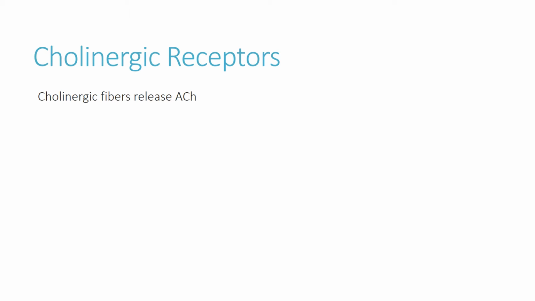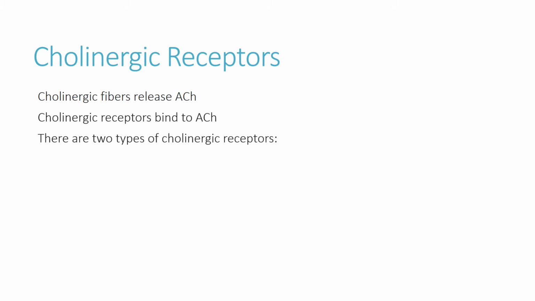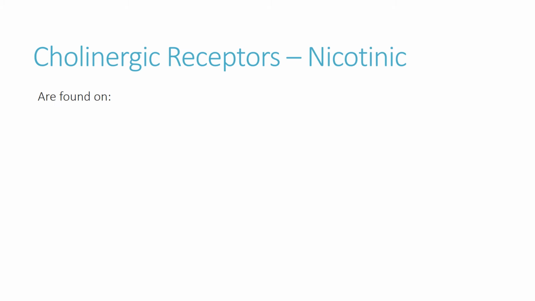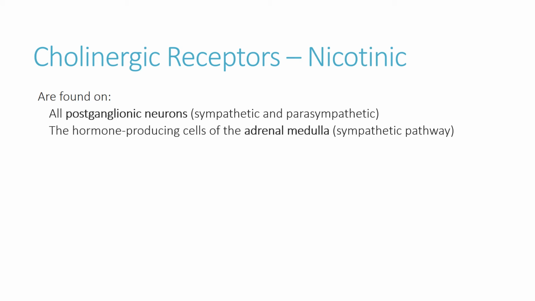Cholinergic fibers release acetylcholine, and cholinergic receptors bind to acetylcholine. There are two major types of cholinergic receptors: nicotinic and muscarinic. The nicotinic kind of cholinergic receptors are found on all postganglionic neurons, both sympathetic and parasympathetic. They're also found on the hormone-producing cells of the adrenal medulla as part of a sympathetic pathway.